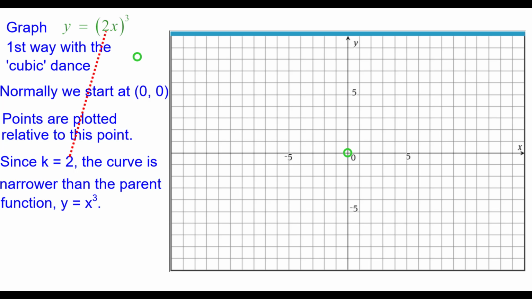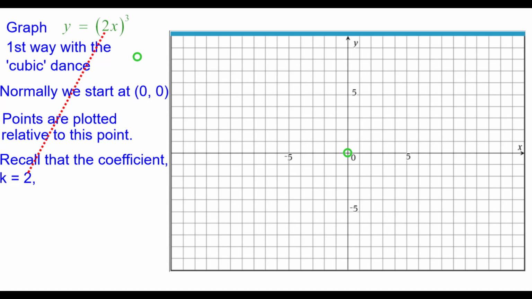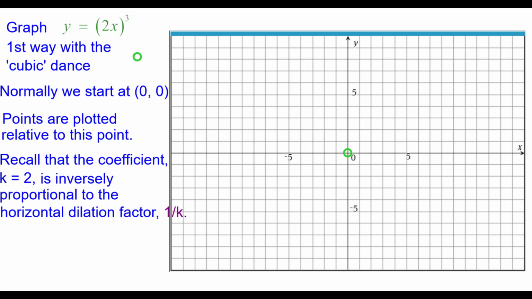Since k equals 2, the curve is narrower than the parent function, and also recall that the coefficient 2 is inversely proportional to the horizontal dilation factor. That is, we're going to multiply each x value by the reciprocal of 2, which is 1/2.